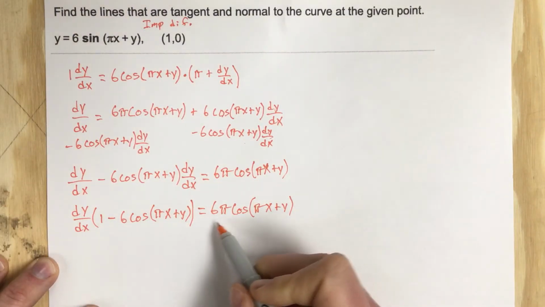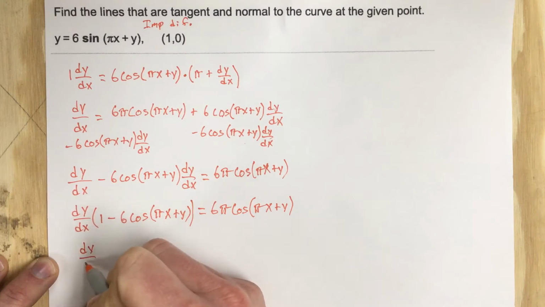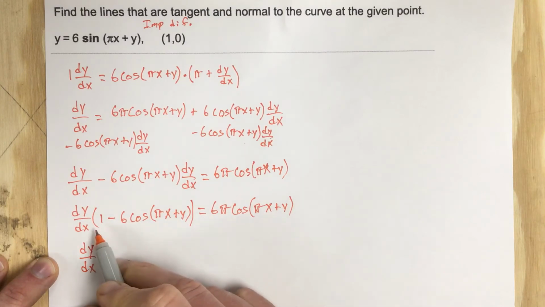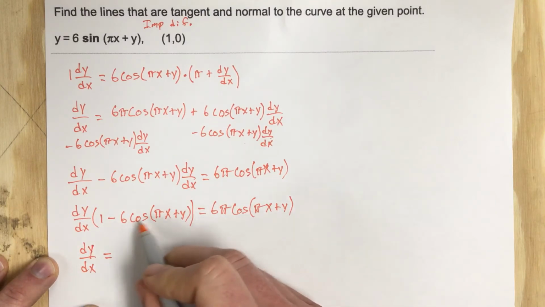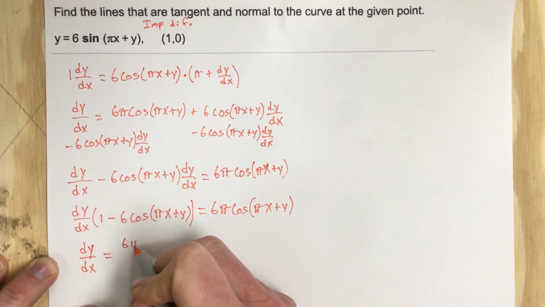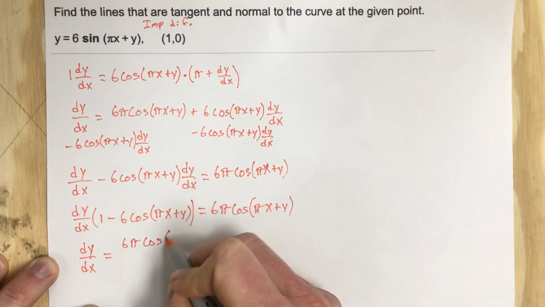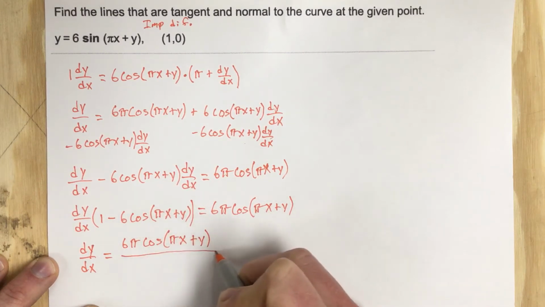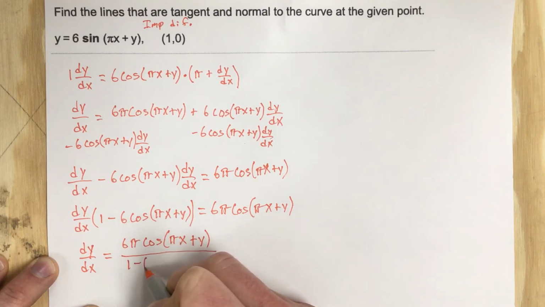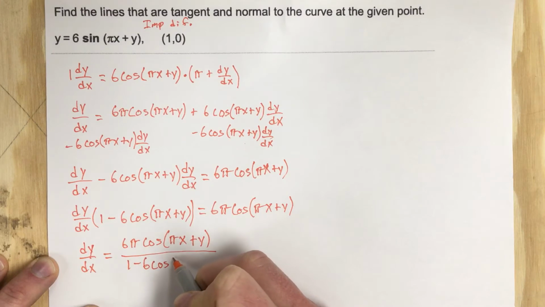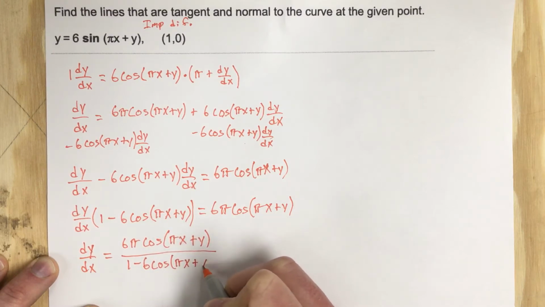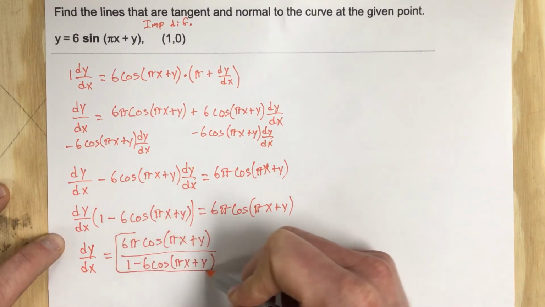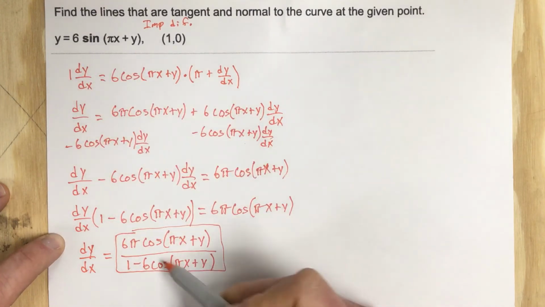We're going to divide this over to this side, so we end up with dy over dx equals, when we divide this to this side, this is now in the denominator, so we have 6 pi cosine pi x plus y all over 1 minus 6 cosine pi x plus y. So this is the derivative of our original equation. This will give us the slope.